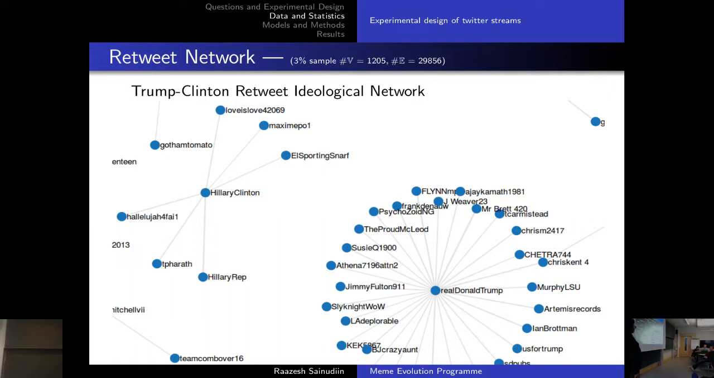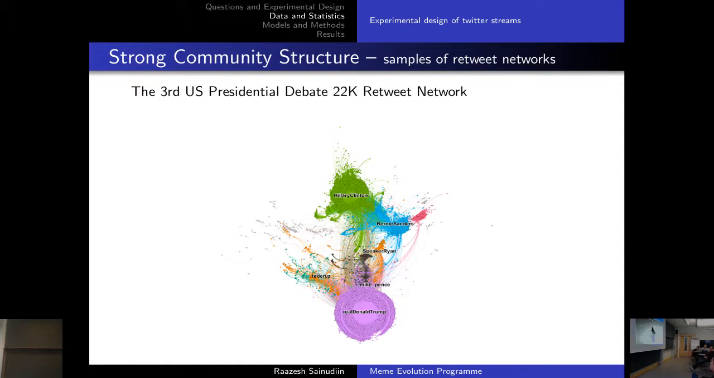And then this is just a sample, right? This is Trump and Clinton's retweet network. All these people just retweeted Trump, and this is just a random sample for visualization in D3. Now this is from Gephi, which is way richer. This is the third US presidential debate, one of the most active days. I'm just grabbing a random 22,000 edges in this Gephi visualized retweet network. So you see real Donald Trump here. This is after a standard community detection called the Louvain algorithm was applied. It's just a heuristic that helps with visualization of what the major communities are.